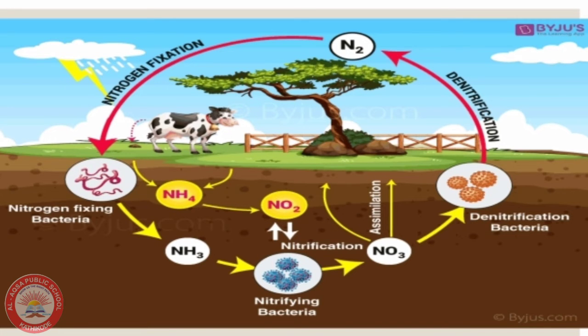We know that 78% of our atmosphere is made of nitrogen. This amount of nitrogen is kept constant always. It is kept constant with the help of the nitrogen cycle. This picture shows the nitrogen cycle. You can see how there is an exchange between the atmosphere, the soil and the plants, which helps in keeping the amount of nitrogen constant. Let us see it in detail.